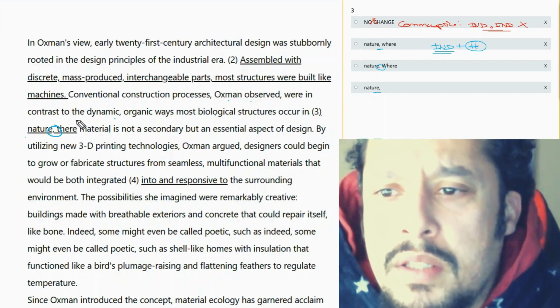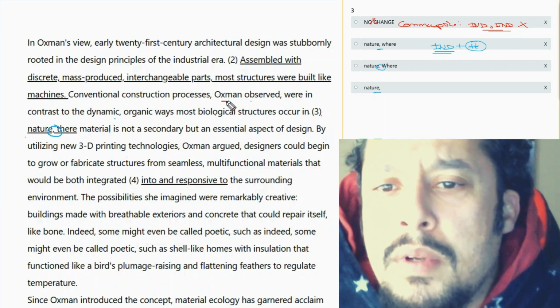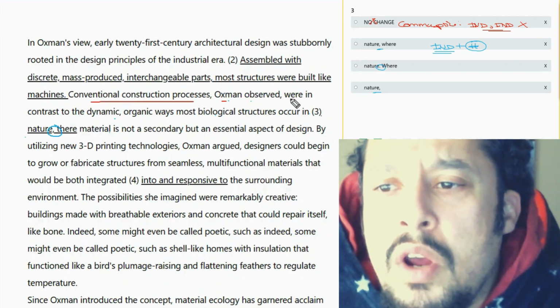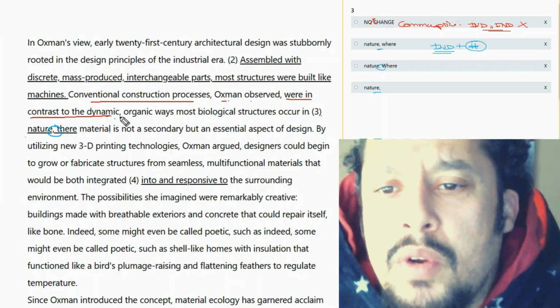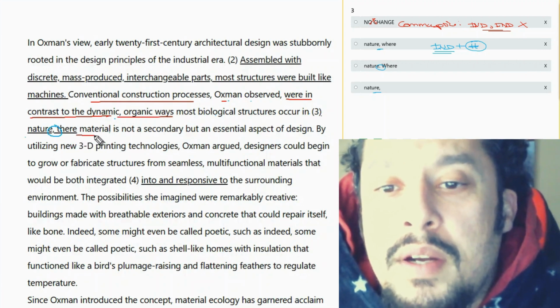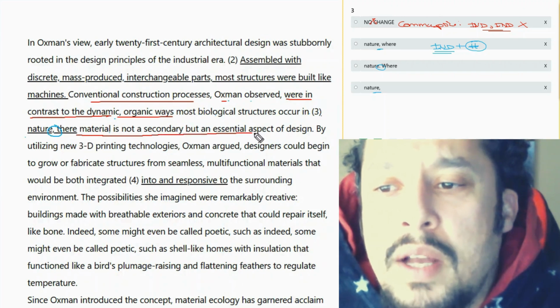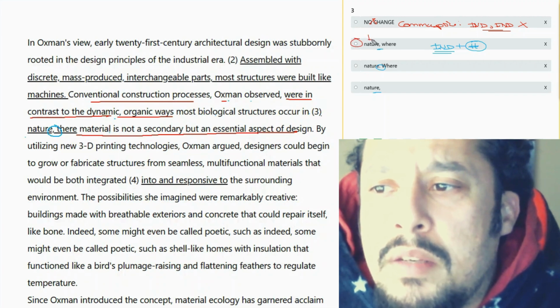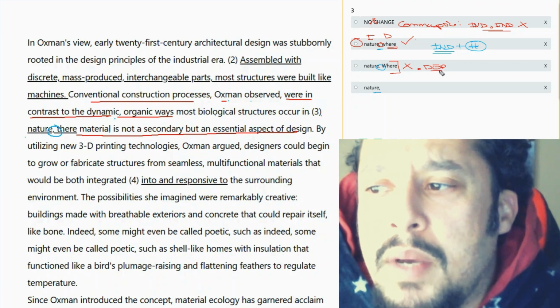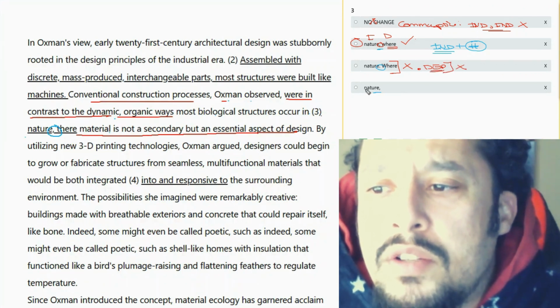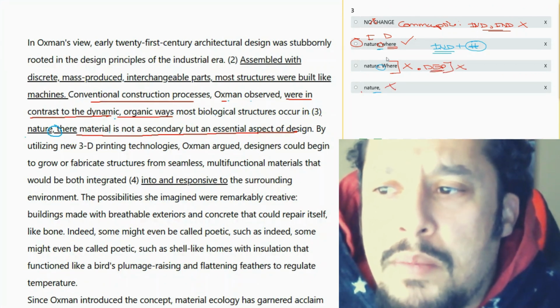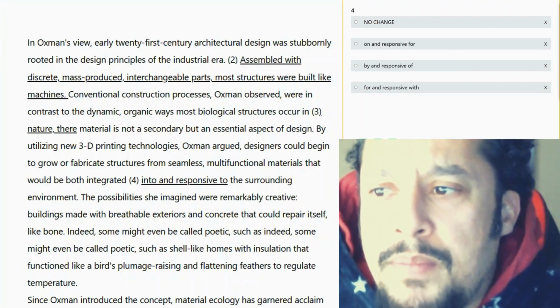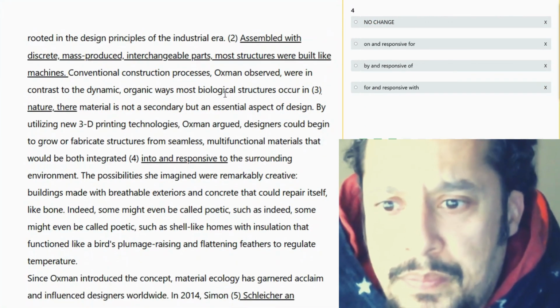This is always incorrect. Idea number one, conventional construction processes were in contrast to the dynamic organic ways. Idea number two, their material is not secondary but an essential aspect of design. So it's a comma splice. Answer B is our answer: independent comma dependent, because of where, check. Answer C is unacceptable because a period followed by the dependent idea creates a fragment. And answer D, we didn't fix anything. We still have a comma splice. So here we say answer B. Question number 4.